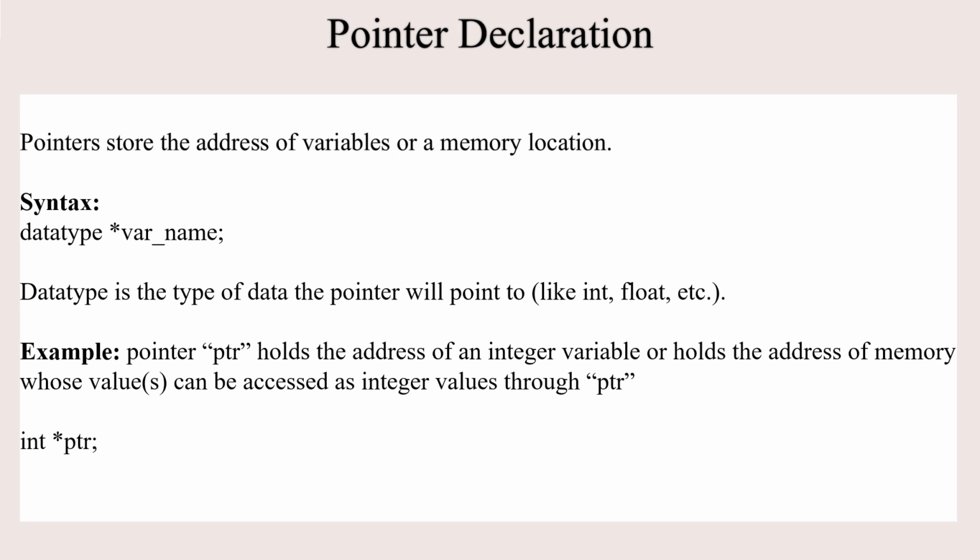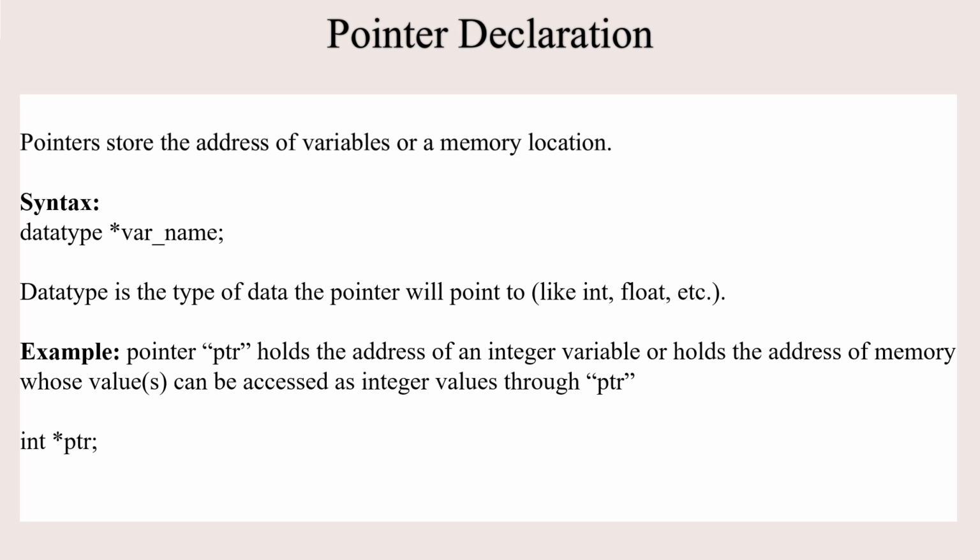This is pointer declaration. Pointers store the address of variables or a memory location. Syntax: data type star variable underscore name. Data type is the type of data the pointer will point to, like int, float, etc. Example: pointer denotes ptr, holds the address of an integer variable, or holds the address of memory whose values can be accessed as integer values through ptr.